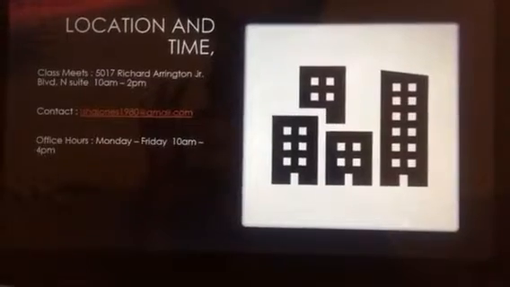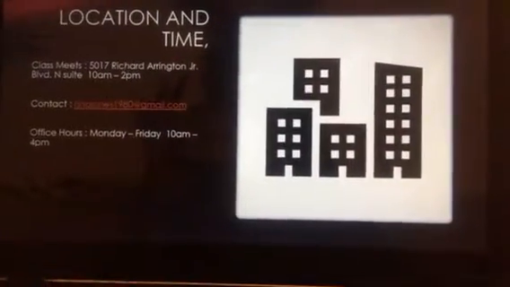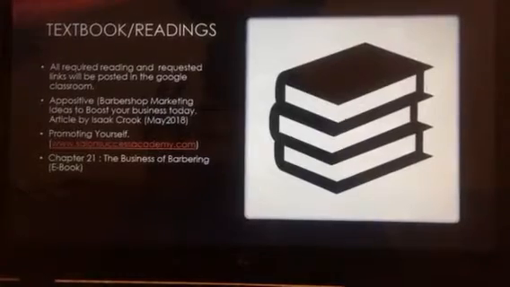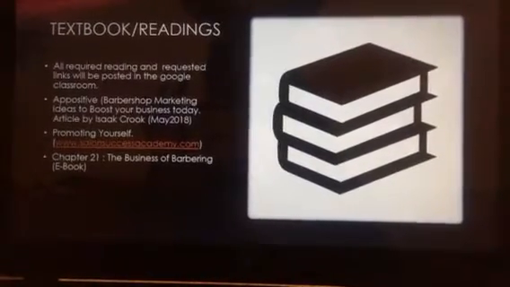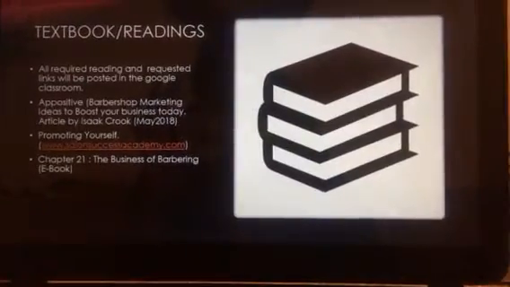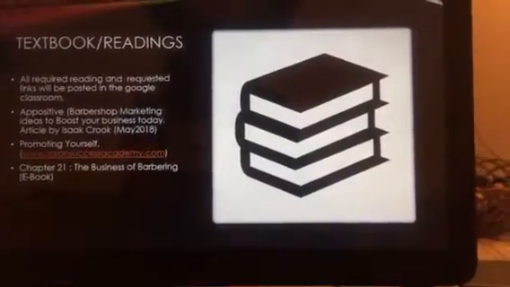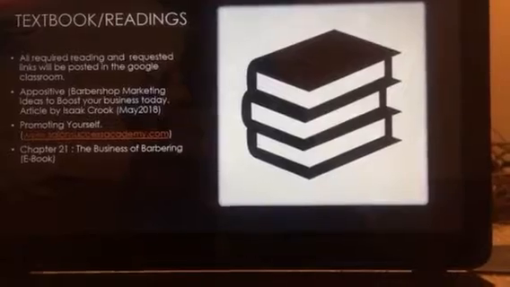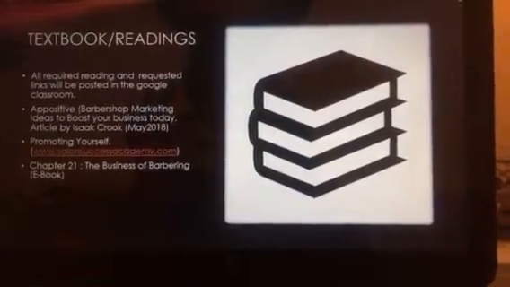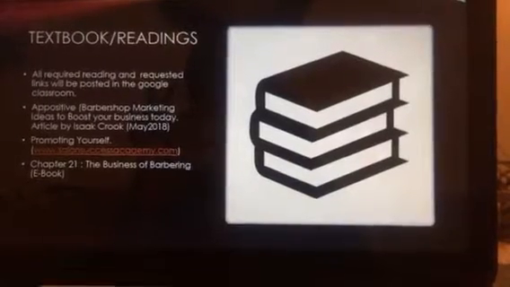Next, we have the location and time that the class will be meeting. Also, the contact and my office hours. Here is where I included all reading literature and required reading and links. Also, this is where I post everything that will be included in the course for the business of barbering.